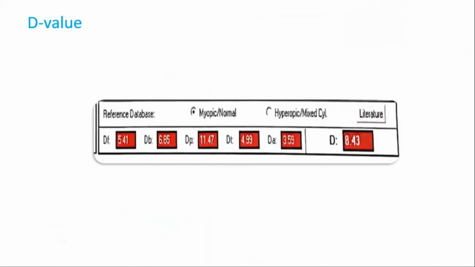And the other values which are important are the D values. So the various D values are displayed at the bottom of the BAD map. Df is nothing but the front surface, Db represents the back surface, and Dp represents pachymetric values. Dt represents the thinnest point of the cornea, and I'm not sure about the Da, sir, but D which is present at the last is the overall final of all the D values.